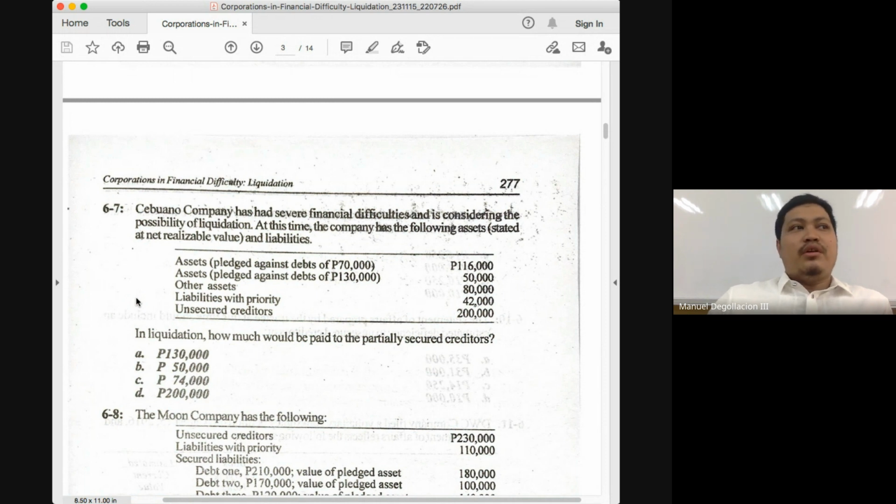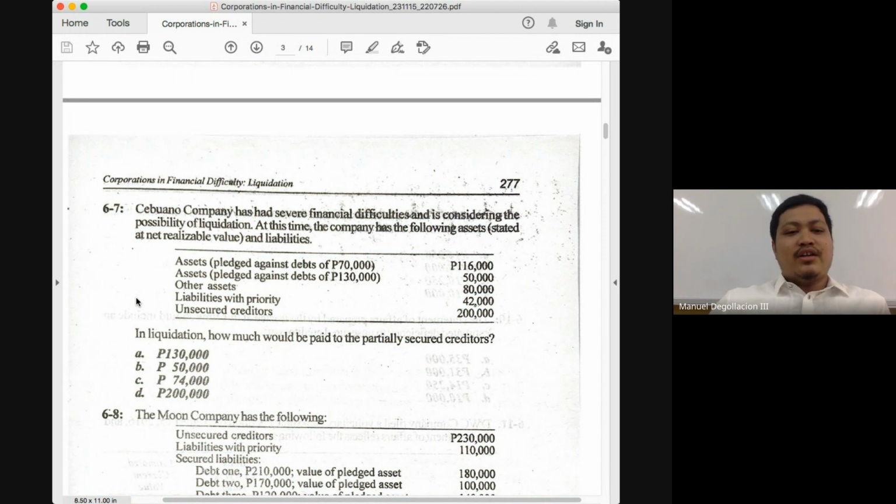No, because if they were to receive the entire 130, then that means they are not partially secured. If they receive 130, then they are able to make a full recovery, and that's not the scenario for your partially secured. Your partially secured will definitely receive lower than the amount of their claims, but they are still better off compared to your unsecured creditors without priority, because there is a portion in their claim that is guaranteed or secured.